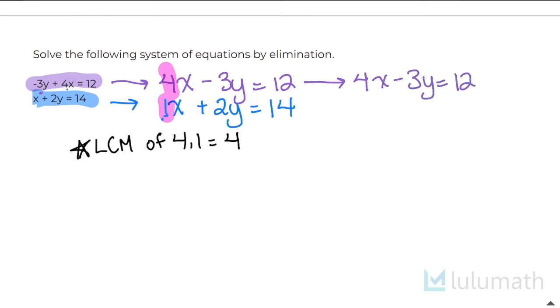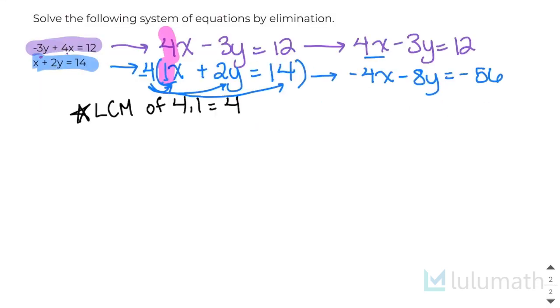Now for the bottom equation, because I want this coefficient of 1 here to be a coefficient of 4, I'm going to multiply everything by 4. However, I want the 4x here to cancel out with this 4x. So since this is positive, I'm going to make this one negative. So negative 4x, okay? Negative 4 times 1x is negative 4x. Negative 4 times 2y is negative 8y. And then negative 4 times 14 is equal to negative 56, okay?